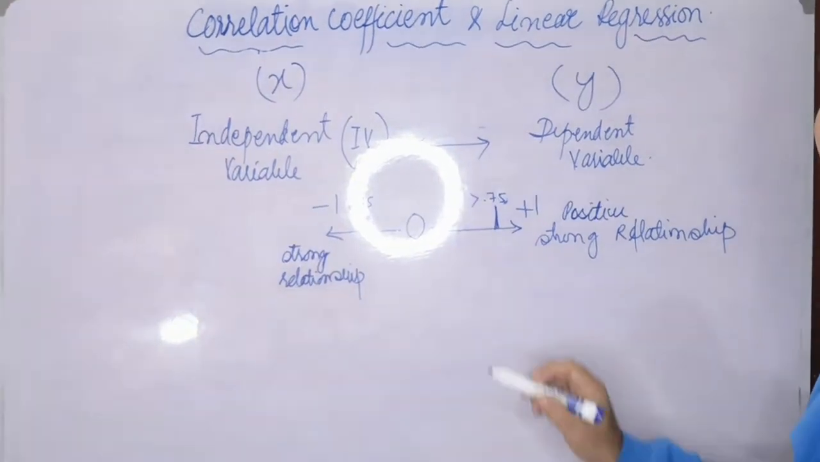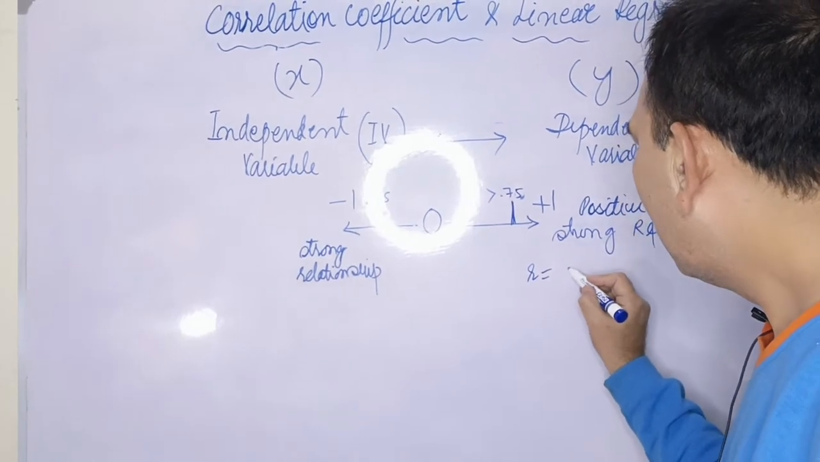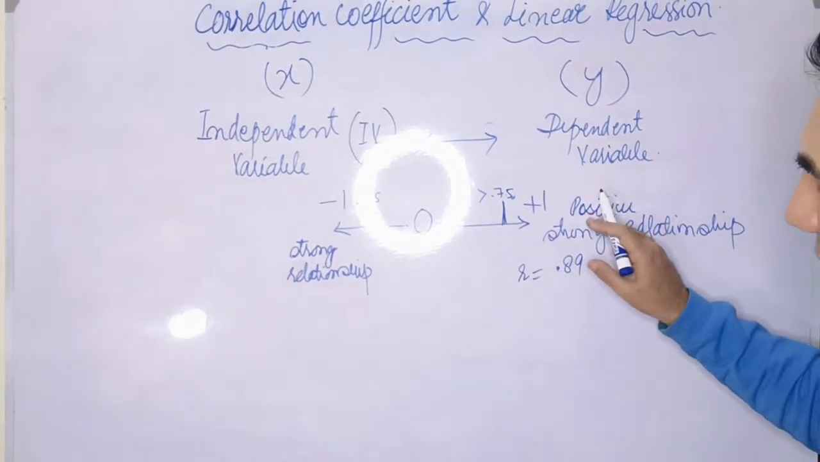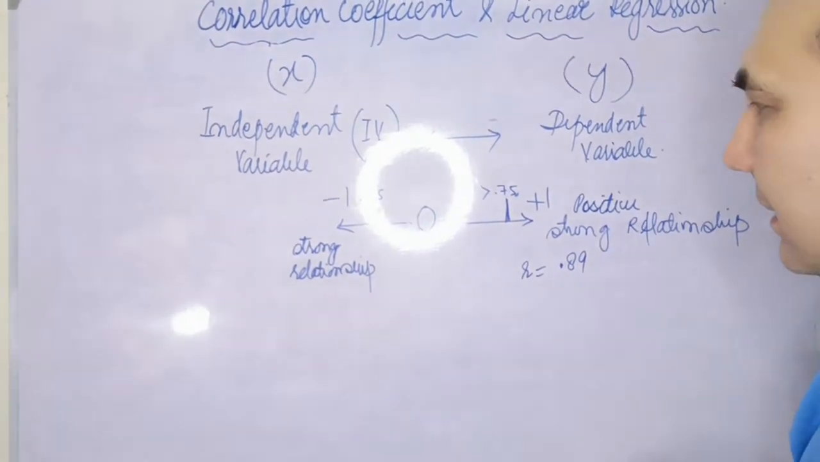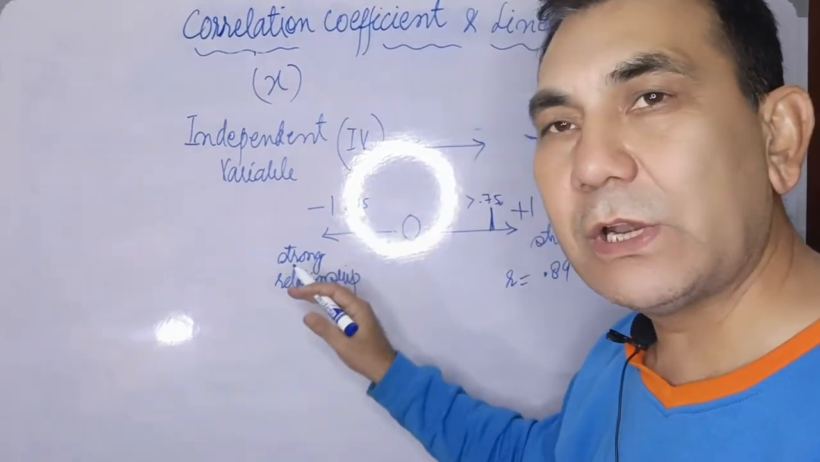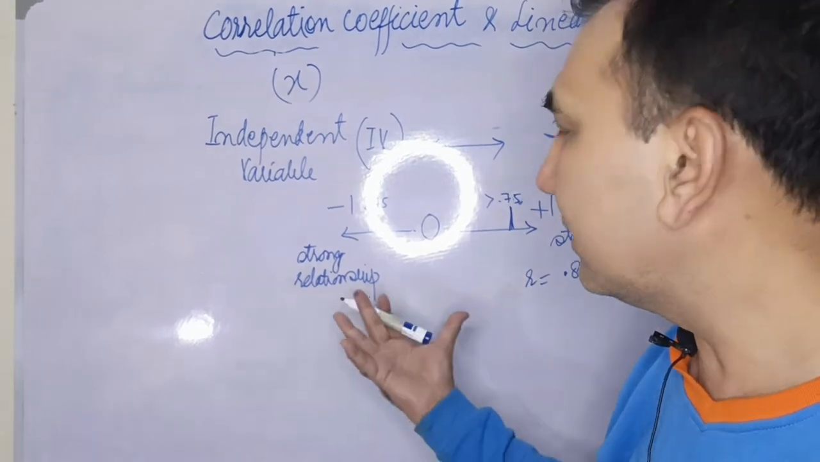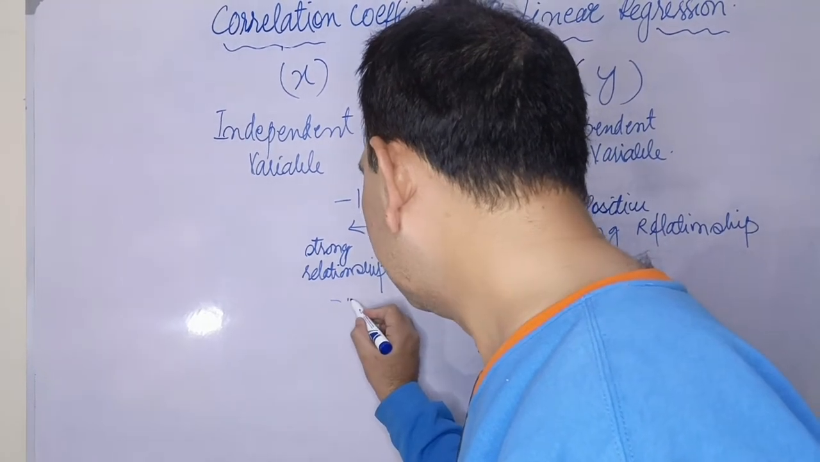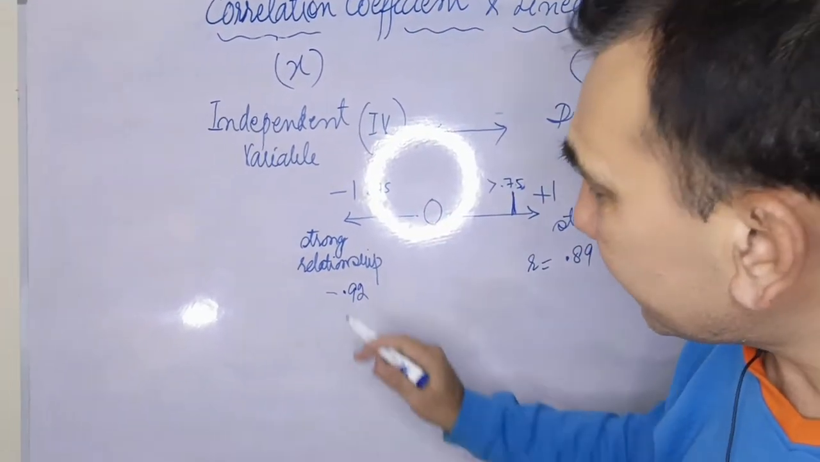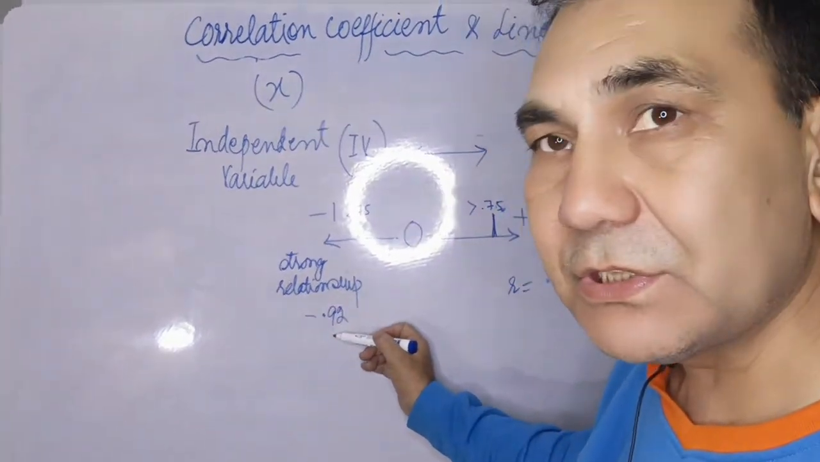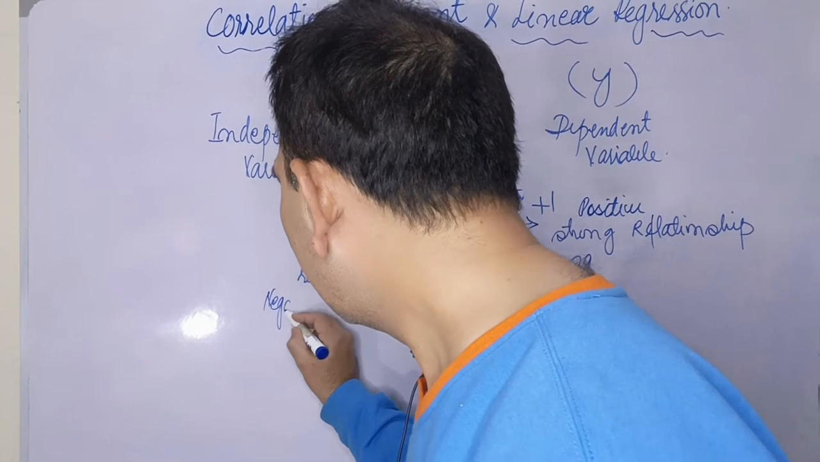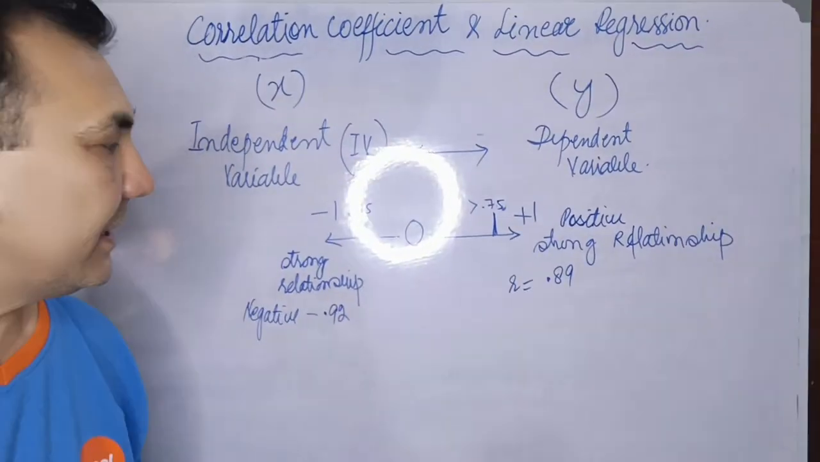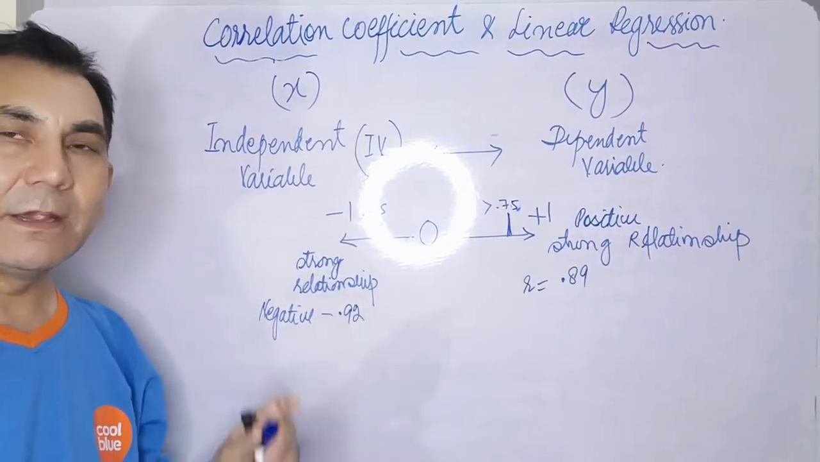Suppose the value of R comes up as 0.89, it shows a strong positive relationship. If the value of the correlation coefficient comes on the minus side, suppose minus 0.92, it is again a strong relationship, but a negative relationship. Now what does it say, positive relationship and negative relationship?